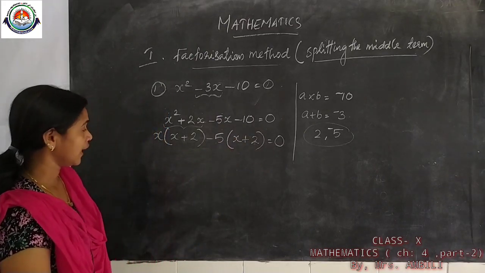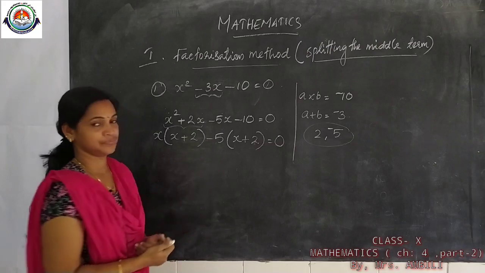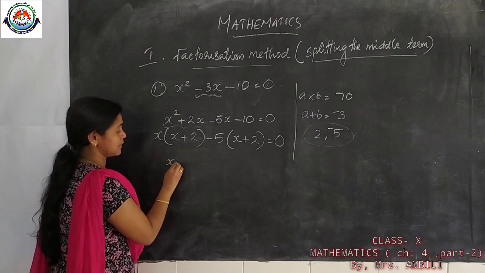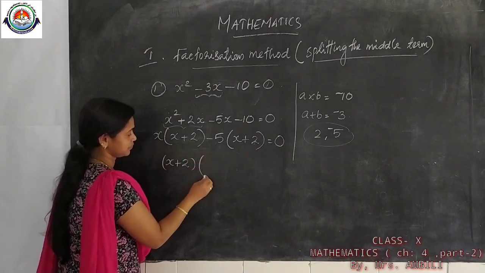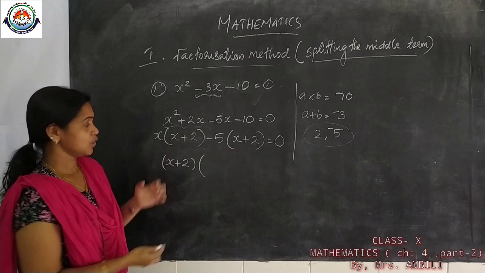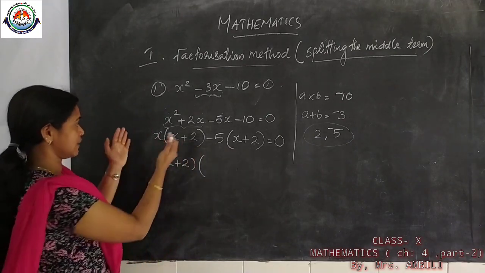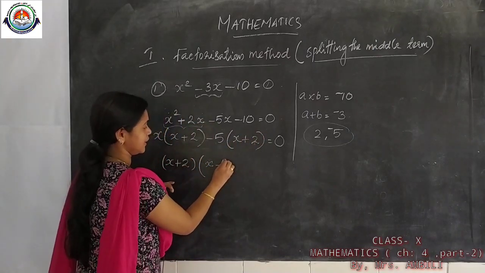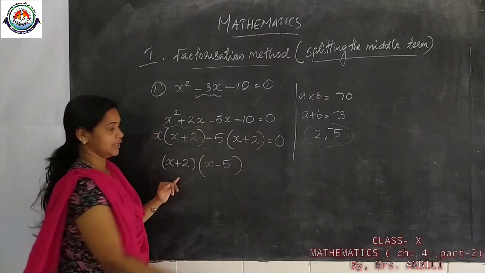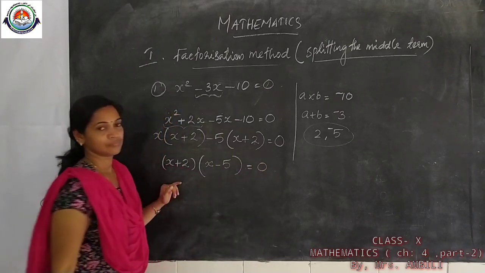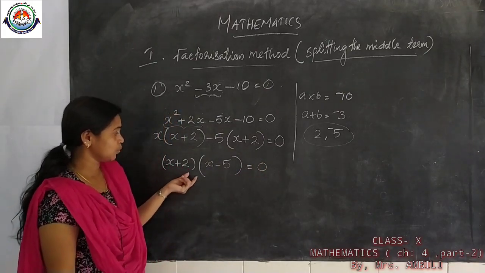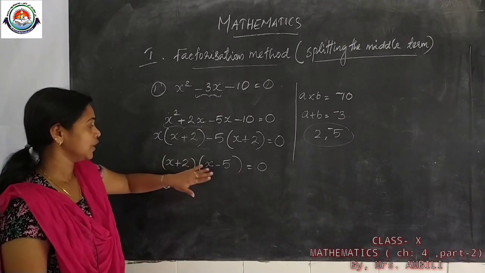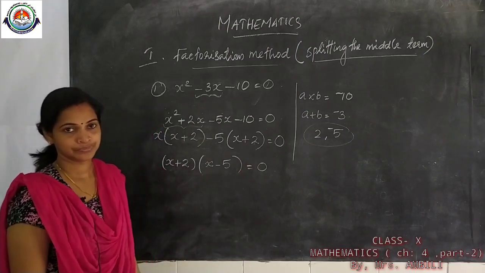Now, look, again one common term is there. What is that? x plus 2. Okay. So, again we can take x plus 2 outside. So, if we took x plus 2 outside, what is remaining here? x is remaining here. What is remaining here? 5 is remaining. So, x minus 5 equal to 0. Now, what we got? x plus 2 into x minus 5 equal to 0.